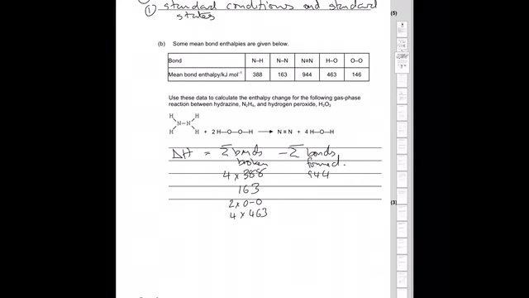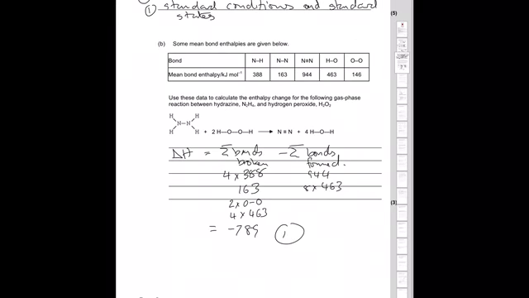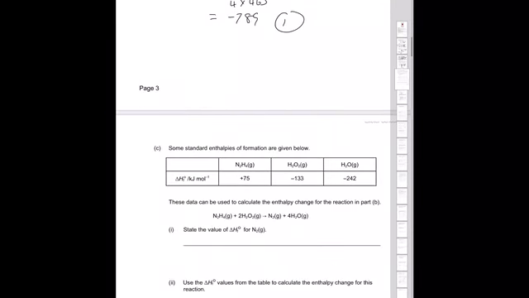And then it's minus bonds formed. So we've got nitrogen-nitrogen triple bond, and then 8 times the OH bonds there. Got to try and work out each one. So you've got to work out the bonds formed and the bonds broken, and the statement.